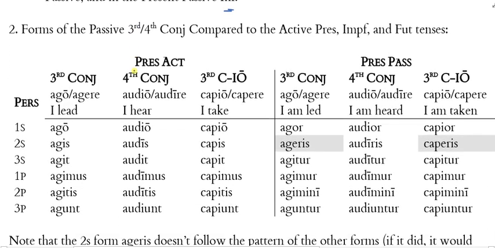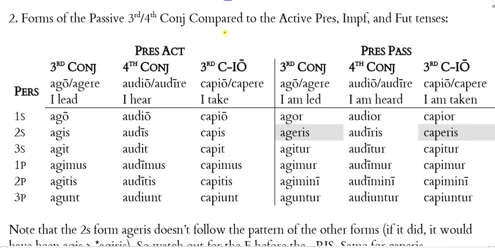Let's take a look now at the passive in the present tense. Here we're going to focus on this right column. This is the present passive, but by way of contrast with the present active for these third, fourth, and third conjugation io or eo verbs. Remember, we were using ago, the infinitive agere, to lead for our third conjugation paradigm. Fourth conjugation audio, and audire is the infinitive, and then capio, capere. Audio is I hear, capio I take.